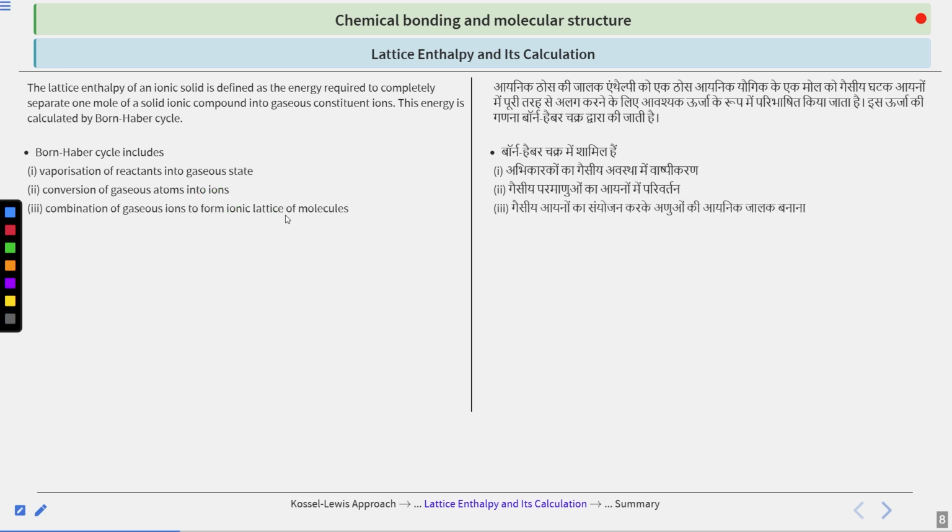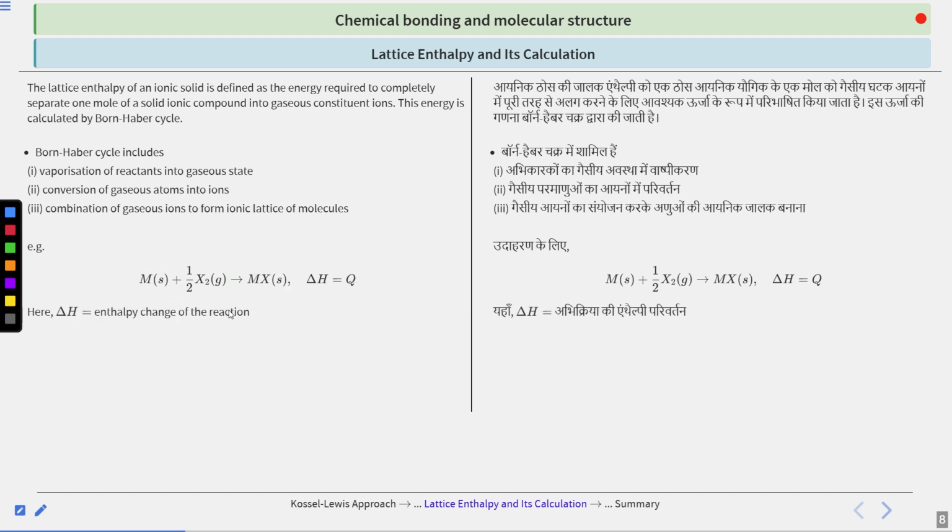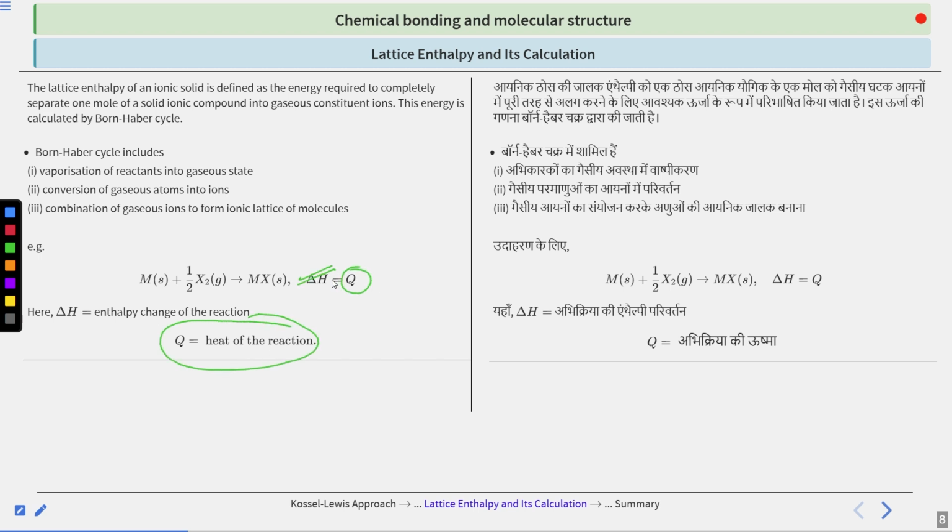Then we have the combination of these two, meaning your positively charged gaseous atom and negatively charged gaseous atom, to form the lattice. For example, this M solid is reacting with half X2 to give MX. This delta H here is the enthalpy of formation, or the enthalpy change of the reaction. Then Q is the heat of the reaction, because the reaction is occurring at constant pressure. So your heat is equal to the enthalpy change.